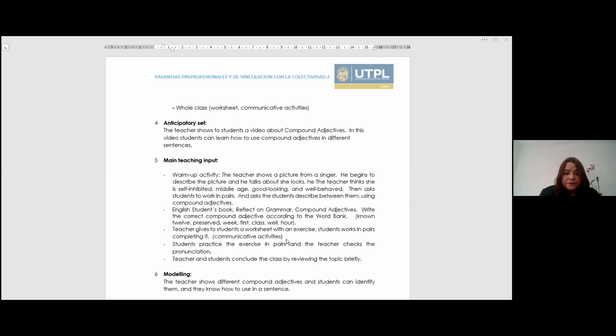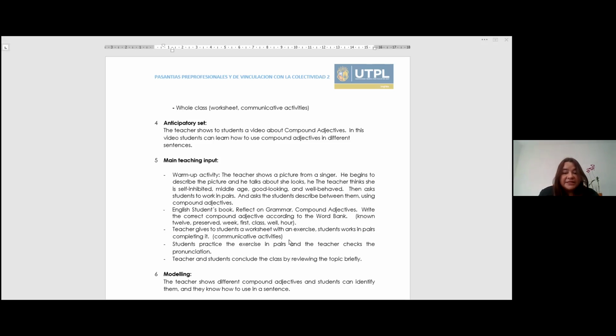We are going to continue with our report. After seeing the video, we are going to continue with the warm-up activity. The teacher shows a picture of a singer. He begins to describe the picture and talks about how she looks. The teacher thinks she is inhibited, middle-aged, good-looking, and well-behaved. Then he asks students to work in pairs and describe each other using compound adjectives.